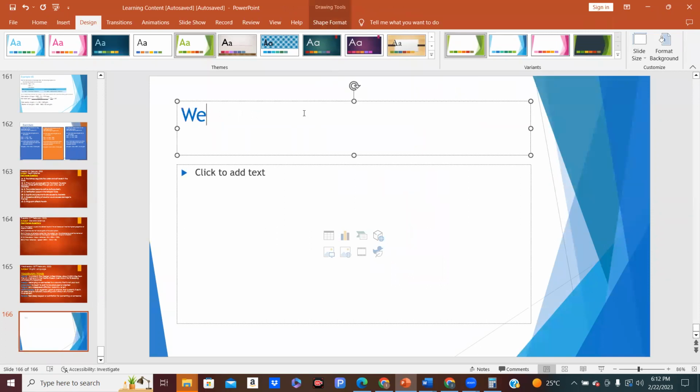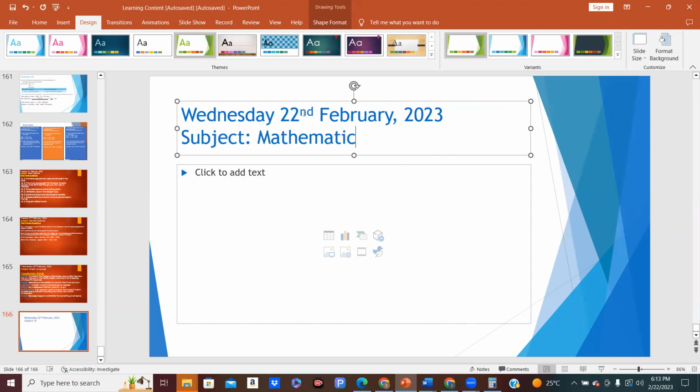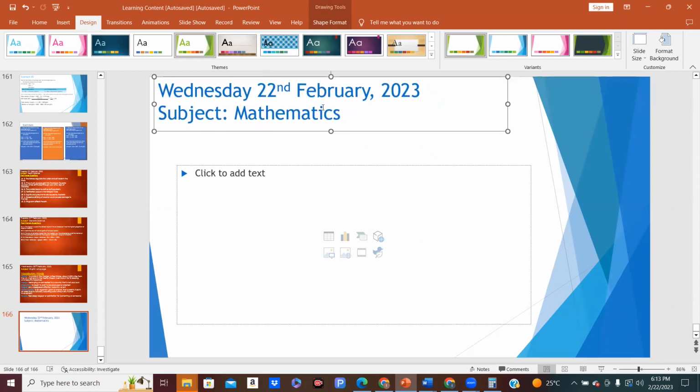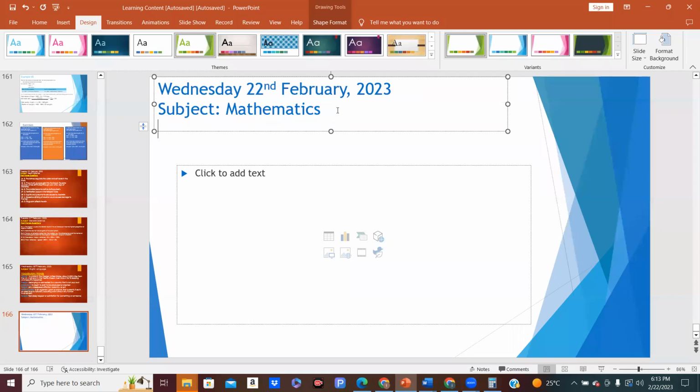Today is Wednesday, 22nd of February, 2023. The subject is mathematics, and the theme is still ratios. Ratio word problems.